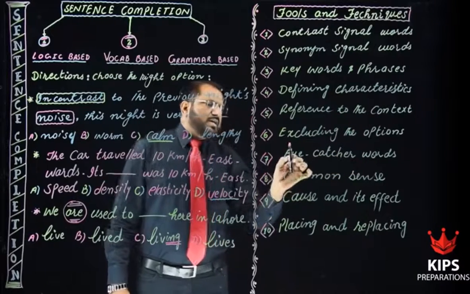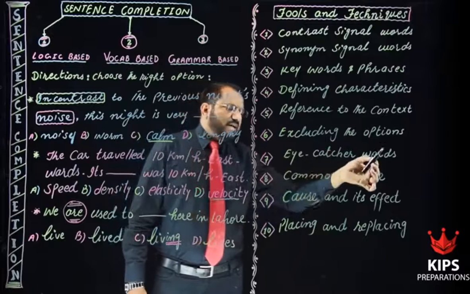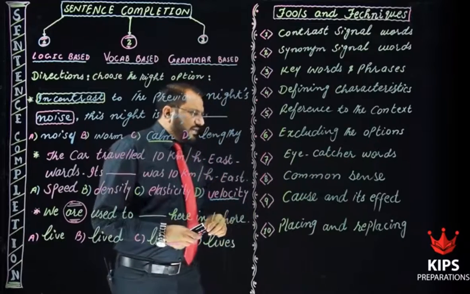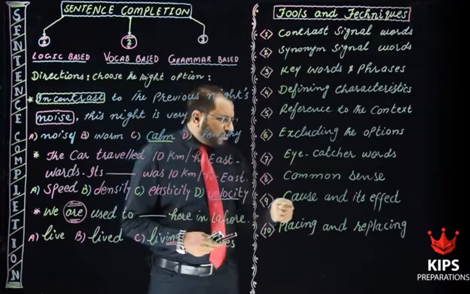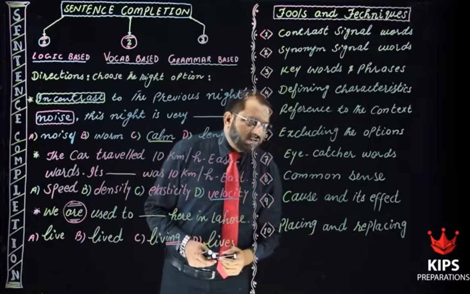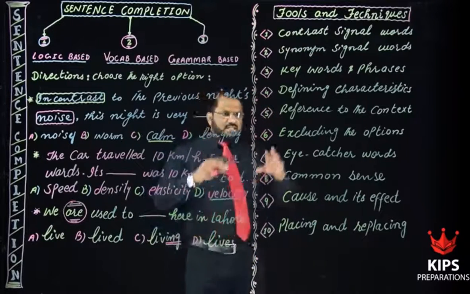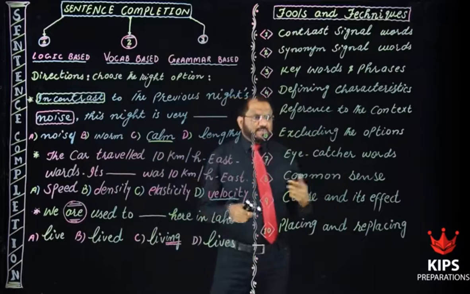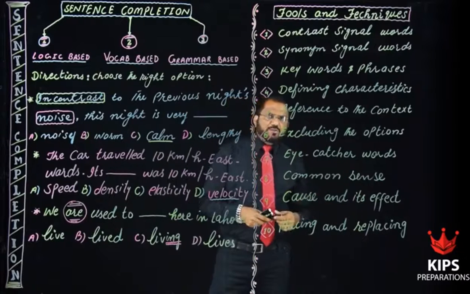Seventh one is eye-catcher words and phrases. And the eighth one is common sense. Ninth one is cause and its effect. And the 10th point is placing and replacing. That is just an overview of the types of the techniques that we are going to share.